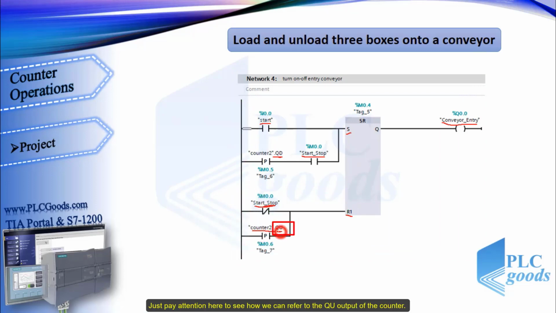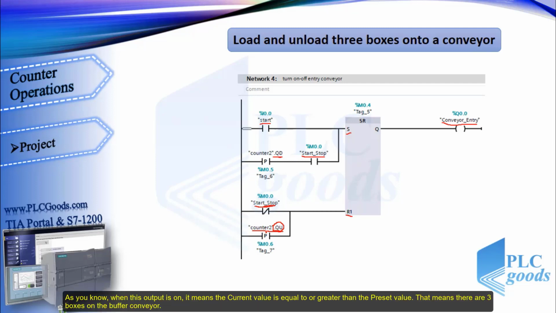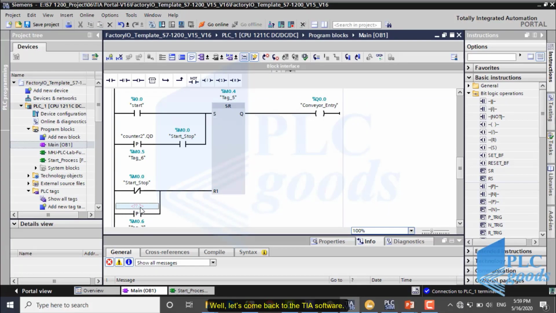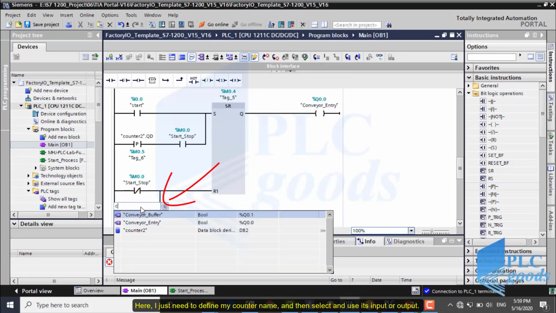Just pay attention here to see how we can refer to the QU output of the counter. As you know, when this output is on, it means the current value is equal to or greater than the preset value. That means there are 3 boxes on the buffer conveyor. Well, let's come back to the TIA software. Here I just need to define my counter name and then select and use its input or output.